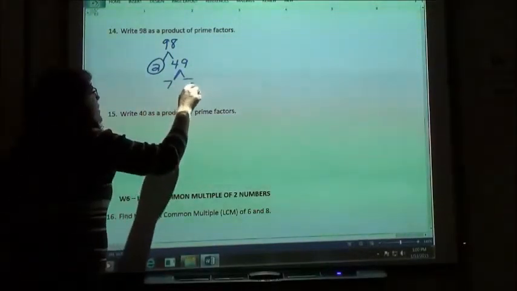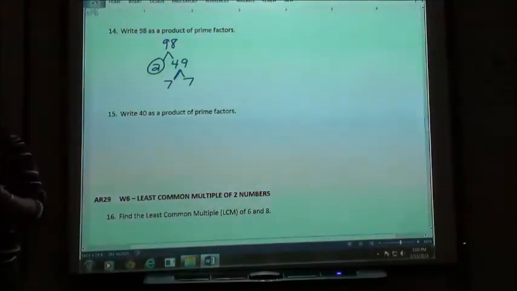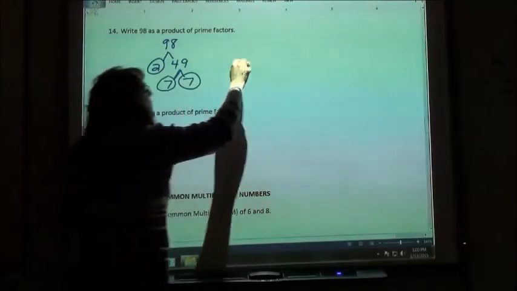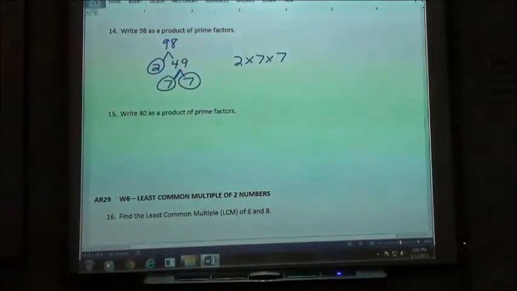Is 7 a prime number? Yes, it is, because its only pair of factors is 1 times 7. There's no other way to break it down, right? So we're stuck right there. 2 times 7 times 7, exactly.